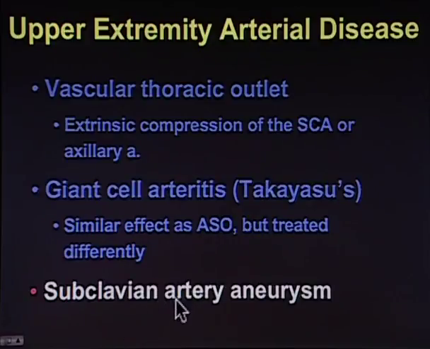And also, this is an interesting one. We sometimes see this in professional baseball players, in which, from repeated trauma to the subclavian artery against the clavicle, they develop an aneurysm in the subclavian artery. And this can be the source of atheroemboli as well. So these are some of the other diseases that we look for.